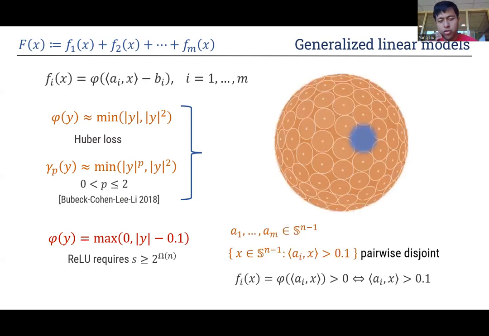And the intuition for constructing it, while I won't go into too much detail, is to take a set of points on the unit sphere whose inner products with each other are large in absolute value, like greater than 0.1 or 0.2. Then you can use these vectors a_i to construct a family of functions for which phi of y does not admit sparsifiers. And it's known that you can find exponentially many points on the unit sphere whose inner products are all large.